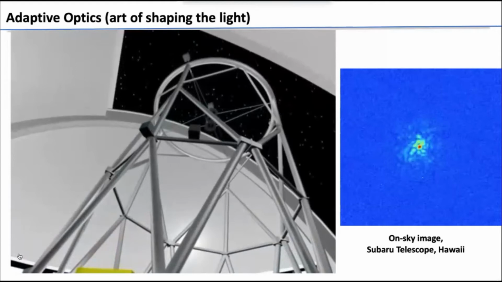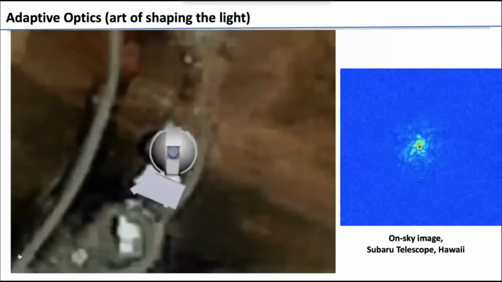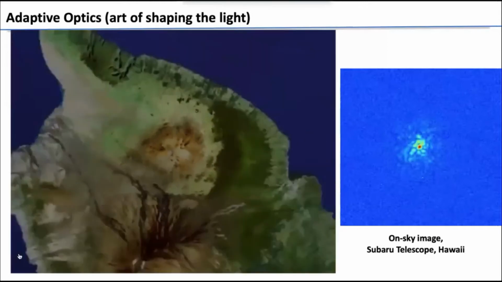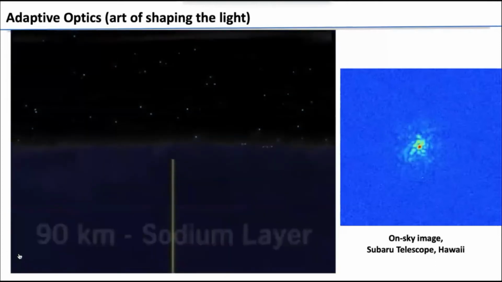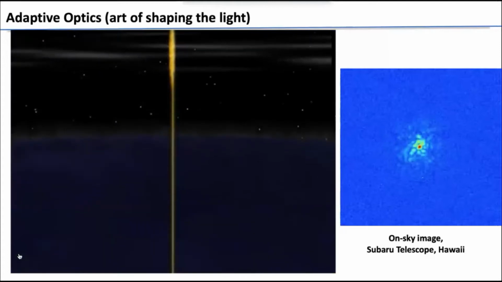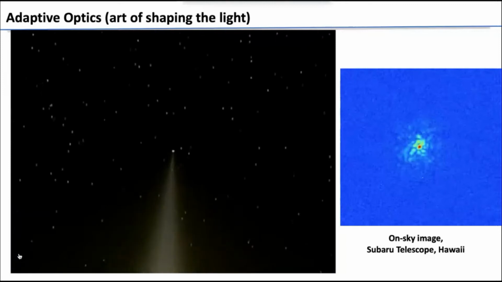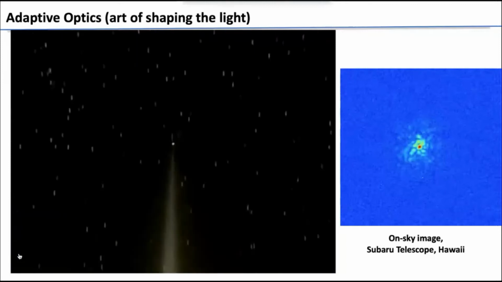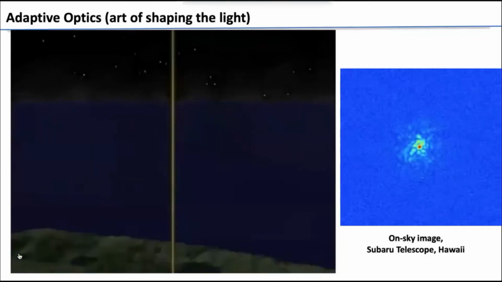So this laser will go to 90 kilometers in the Earth's atmosphere to excite the sodium atoms. At 90 kilometers you have a 10 kilometer layer of sodium atoms, and this laser is going to diffuse those atoms, and the light from the sodium atoms is going to come back to the telescope. And that light which is coming back to the telescope, we study it to basically infer what the atmosphere is actually doing to your image. So this artificial star is called a laser guide star, LGS in short.